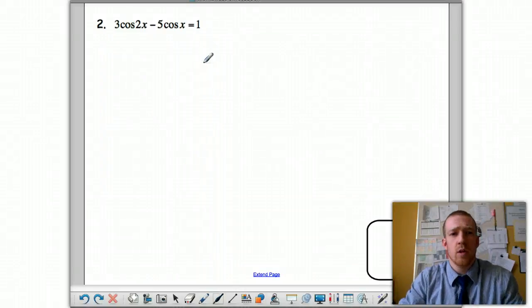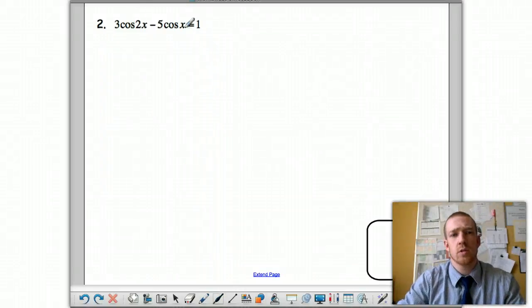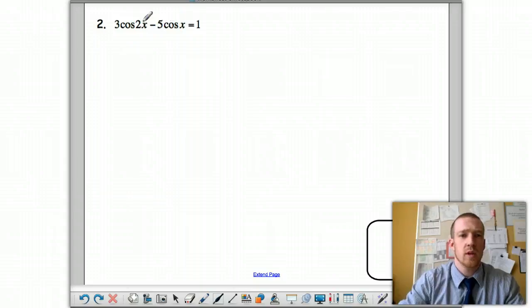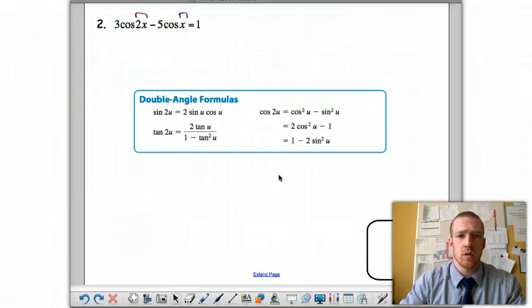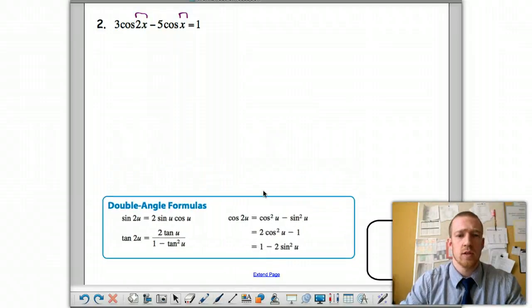Alright, so here's another one. We've got a cosine and a cosine, so it looks like maybe it'd be factorable, or we cannot combine like terms though because of the 2x and the x. Cosine x and cosine 2x are not like terms. So we're going to have to use one of our trig identities, our double angle formula, because we have a cosine of 2x.